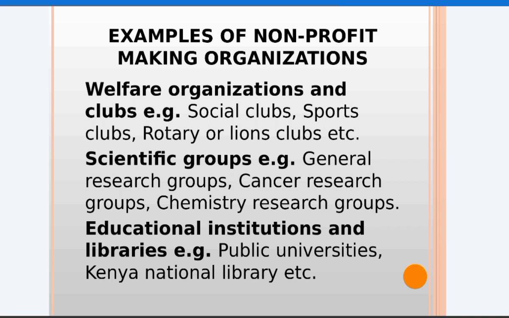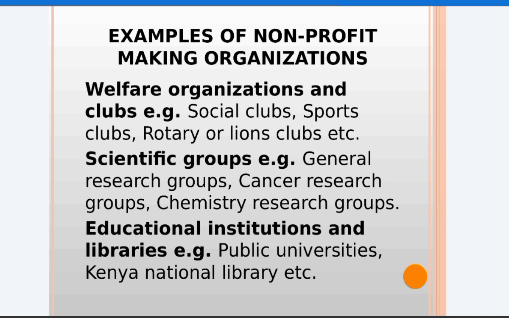We also have welfare organizations, which again serve the interest of the members. We have organizations like the sports clubs, we have the social clubs, etc. So those again are established to serve the interest of those members that form them. We also have scientific groups. In most cases, you will find that these organizations are either formed by the countries, or other multinational organizations. So the scientific groups have the main aim of doing research.